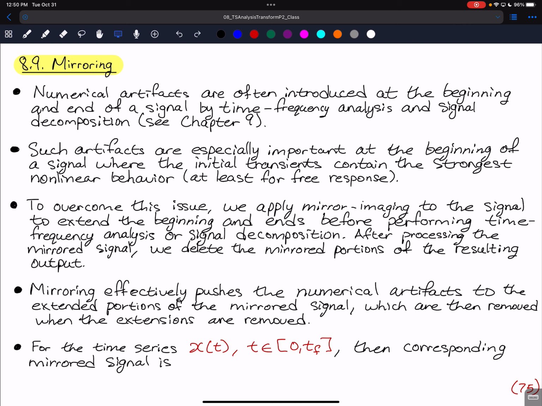So in order for us to overcome this issue, we're going to apply what's known as mirror imaging. Basically, we're going to extend the beginning and in this case, the end of the signal as well. We don't really lose anything by mirroring the end of the signal, so we're going to do it anyway. We're going to extend the signal by mirroring such that all of those numerical artifacts end up being captured into the mirrored portion, which we will then just cut off of the signal and have a clean signal in the beginning and end still.